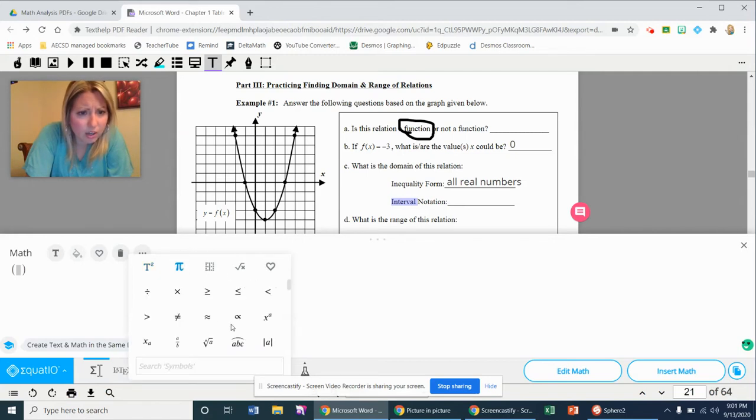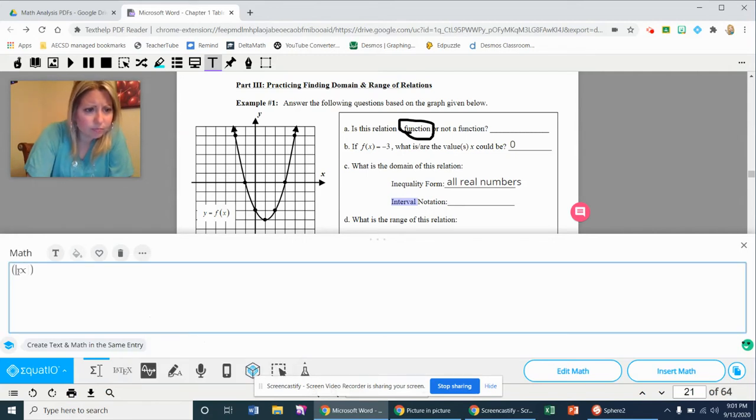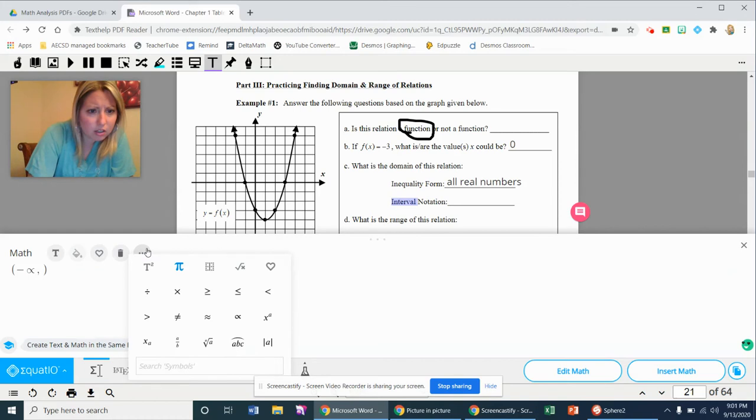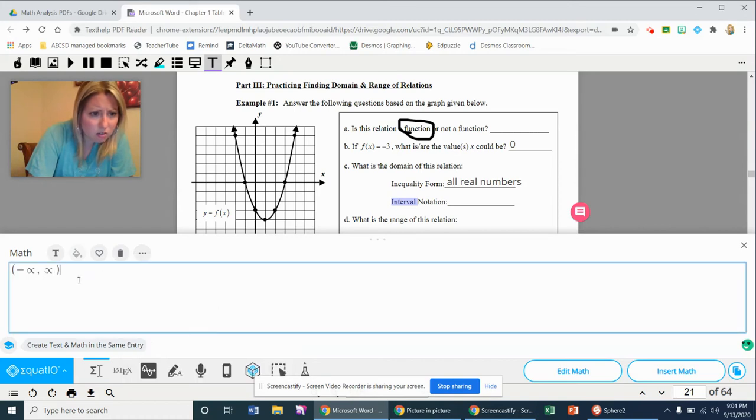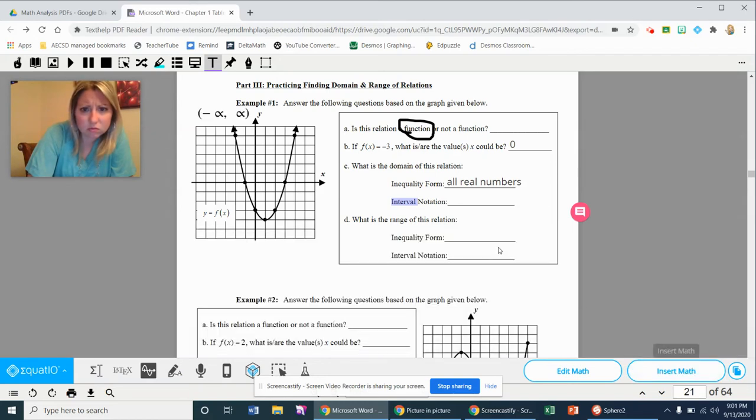Okay, well, let's use this guy. Negative infinity, weird looking infinity, to positive infinity. There you go. Okay, let's insert. Weird. It's just kind of chopping off the end. I don't like that.